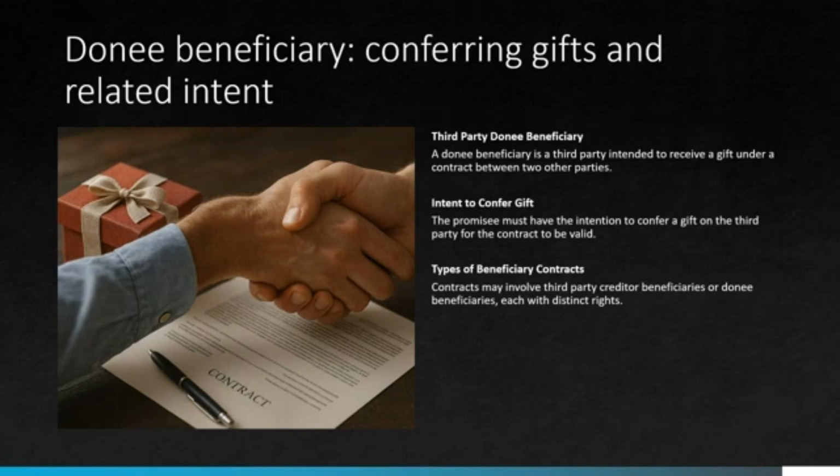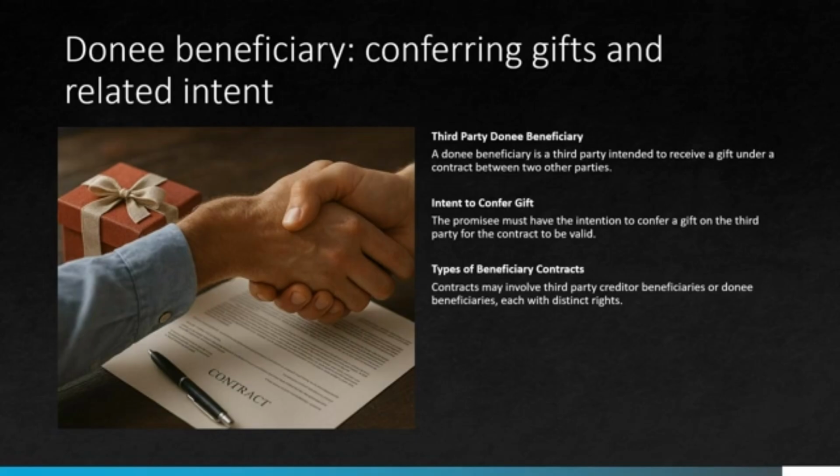The second type could be for trying to give care or gifts. Planning on giving a gift to some third person might be your goal. And this is a third-party donee beneficiary. You don't owe any money. You don't have a debt to this third person, but you want to give them something. So you're trying to confer a gift on them as a third person. Those are the two scenarios that you might have.